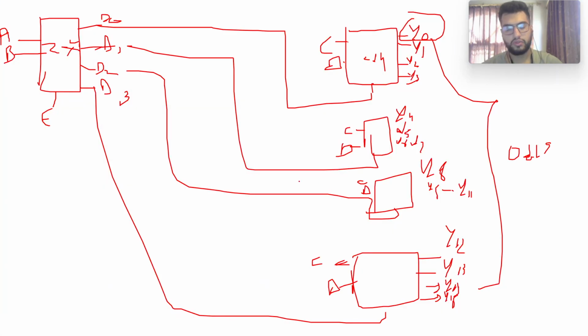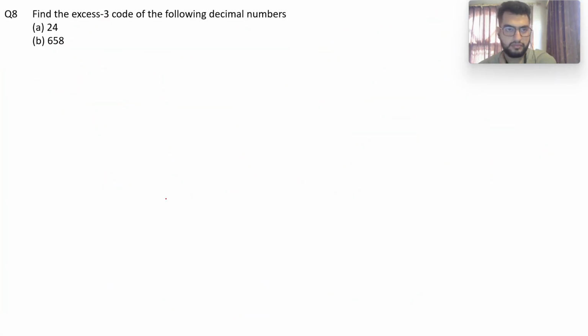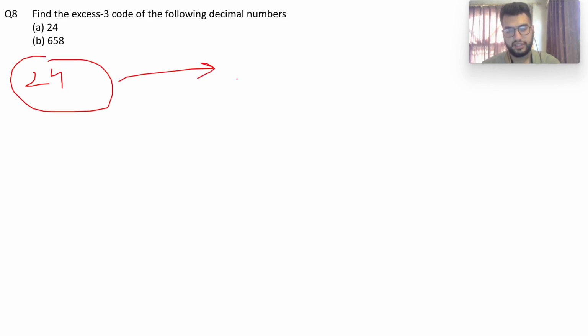Now moving forward to question number 8. You need to find the excess-3 code of the following decimal numbers. So how will you do it? You'll first take this decimal number 24 and write its BCD 8421 representation, that is 0010 0100.